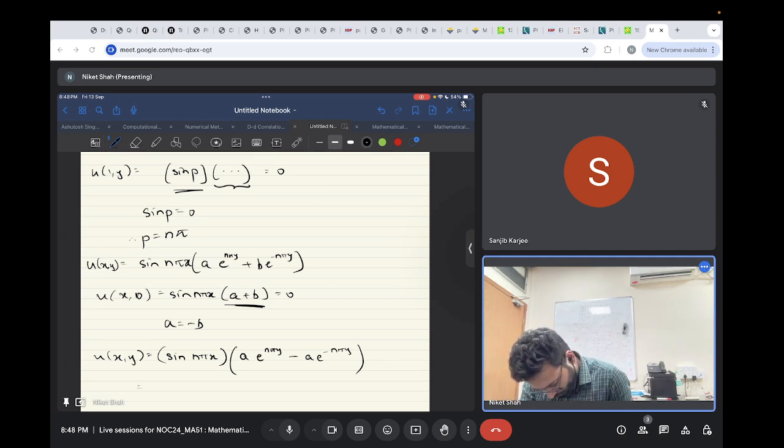So therefore, this is the form: sine n pi x, a I'm taking outside, and e raised to the power something minus e raised to the power minus something. So I'll take 2 common outside, and this becomes sinh n pi y.